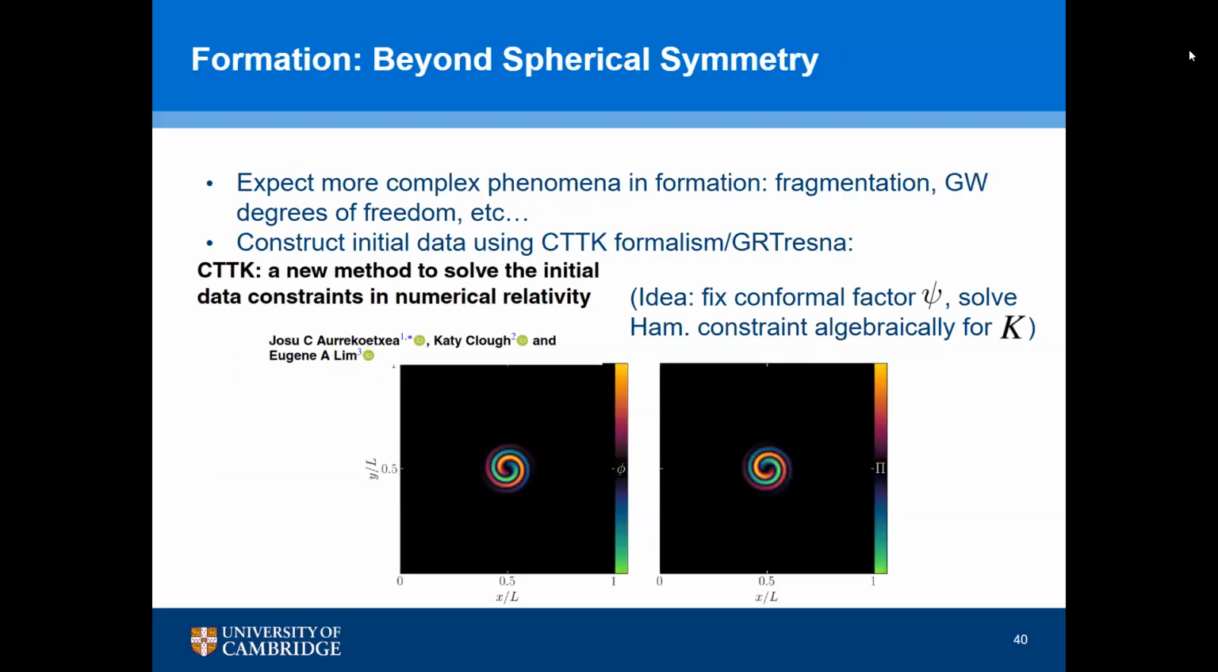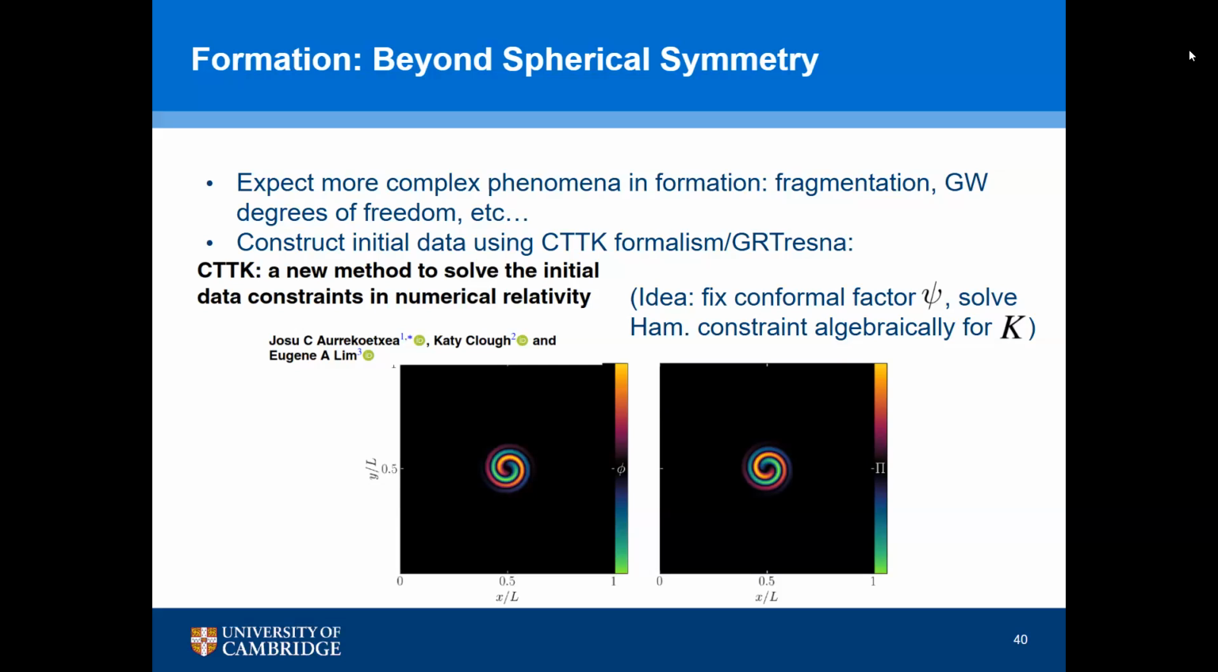So then, going beyond spherical symmetry, I'll just mention quickly that we are planning to evolve non-spherical clouds using this CPDK formalism of initial data construction. This is something that was developed fairly recently. If you know the CTT, the conformal transverse traceless formalism of initial data construction in numerical relativity, this is very similar. The idea is that instead of fixing your conformal factor, you solve the Hamiltonian constraint as an algebraic equation for K and follow the steps of the standard CTT method.